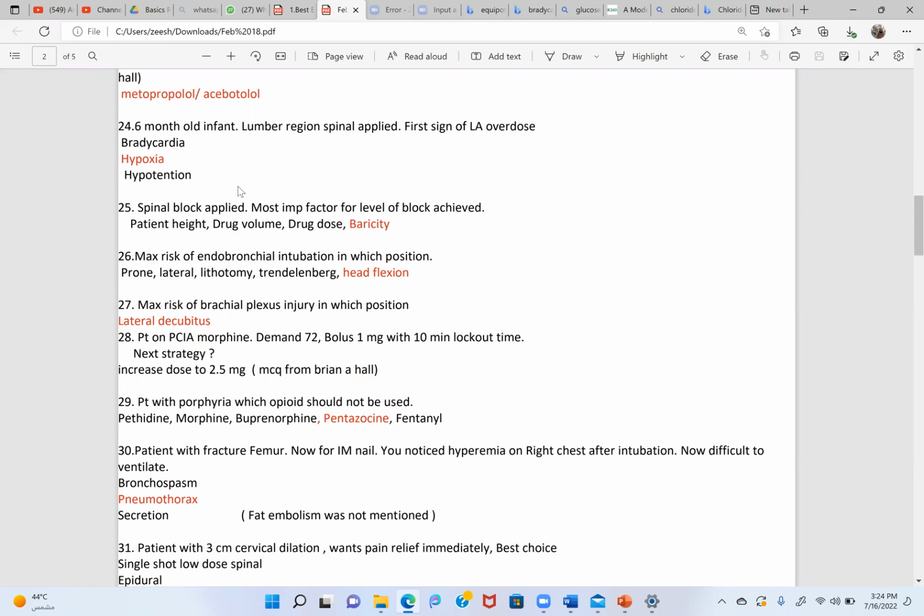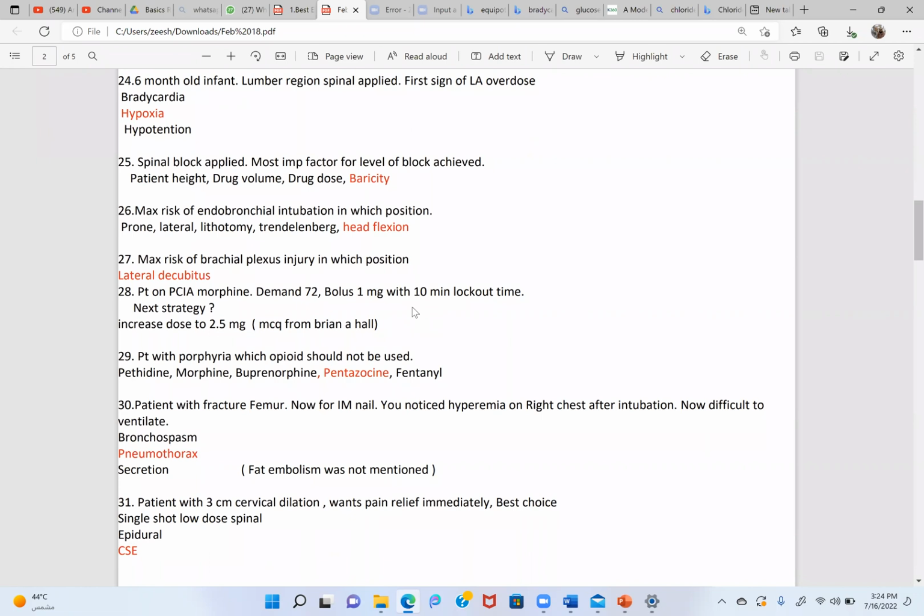Okay. So if they are asking you, there should be some reason for it. For example, the same baricity can cause a low level if positioning is not properly done. You understand my point? Yes, sir. So while you are answering this question, you should be reading the stem, because the stem will tell you the correct answer. Okay.